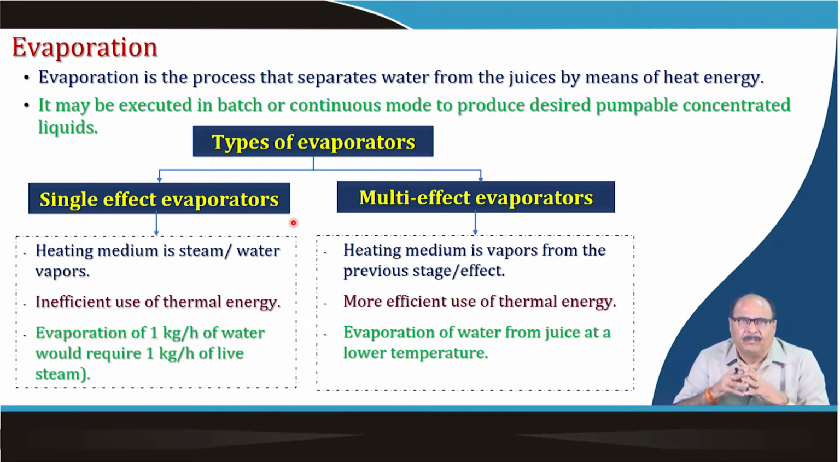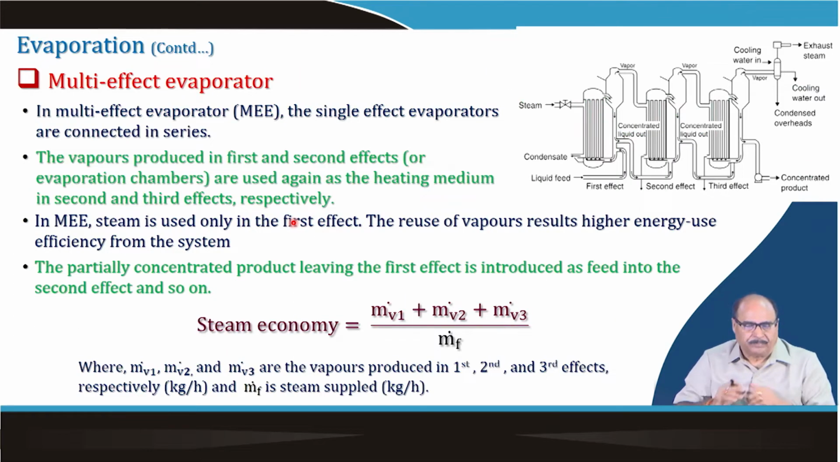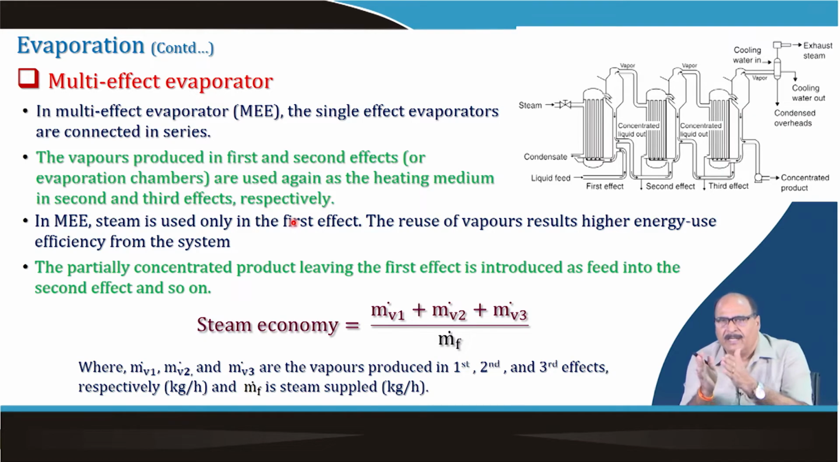So, some of the problems of the single effect evaporator can be overcome by the multi effect evaporator. Here the heating medium is vapors from the previous stage or effect, and it is a more efficient use of thermal energy, and evaporation of water from the juice can even be obtained at a lower temperature. Okay. In the multiple effect evaporators, you can see in the picture here, there are different single effect evaporators put in series or in parallel.